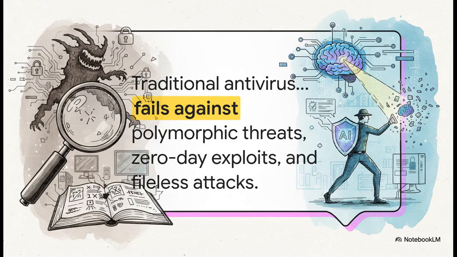And that, right there, is the heart of the problem. The source material really nails it. This old method of matching signatures just doesn't work against today's threats. I mean, modern malware is built to constantly change its own code. That's what a polymorphic threat is. It uses brand new vulnerabilities that no one's even patched yet. Those are zero-day exploits. And get this, sometimes it doesn't even use a file at all. It just runs straight from your computer's memory.